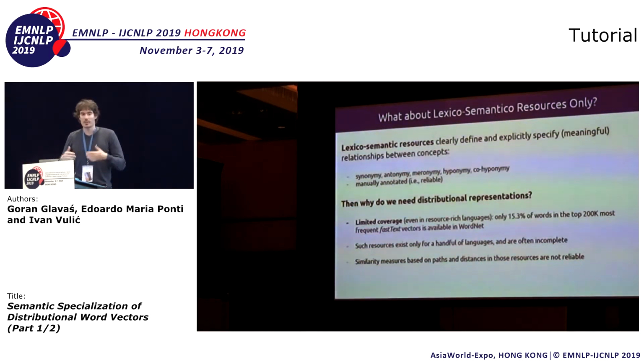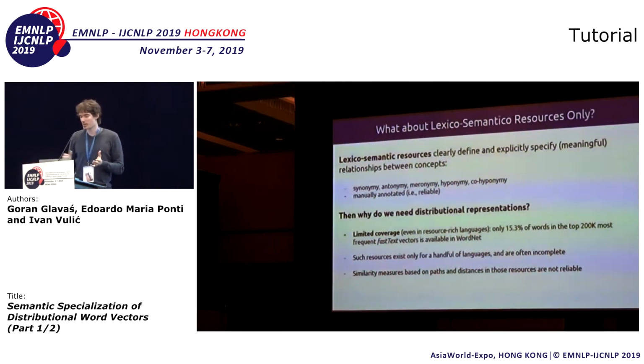But there's also a problem with lexico-semantic resources like WordNet, because even for resource-rich languages, they have limited coverage. The stats here are that in the top 200,000 words of fastText English vectors, only 15% of the word types are covered in the whole English WordNet. And you can imagine what happens when you move to other languages which are not even resource-poor. We do have Open Multilingual WordNet, for example, but it's not as complete as English WordNet.